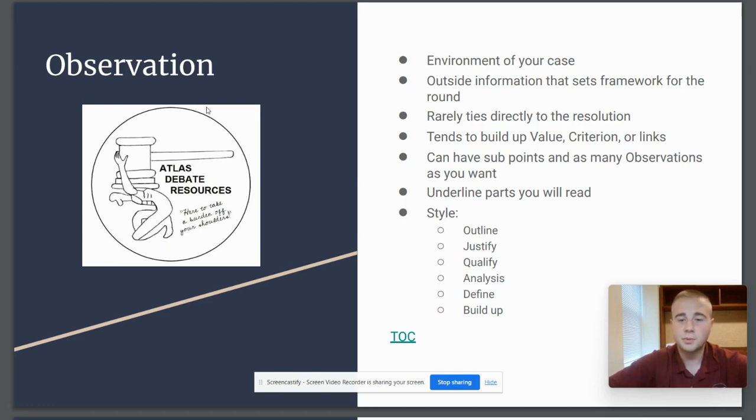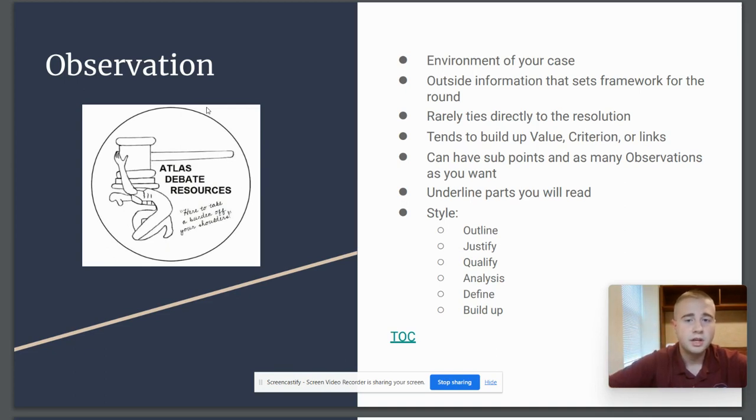Moving on, the styles of observations, there are many different kinds. I'm not going to cover them all in super deep detail, but I'm going to cover them kind of briefly each one. The first simple one is that it outlines. Your observation kind of creates this overall point by point what you're going to be discussing.